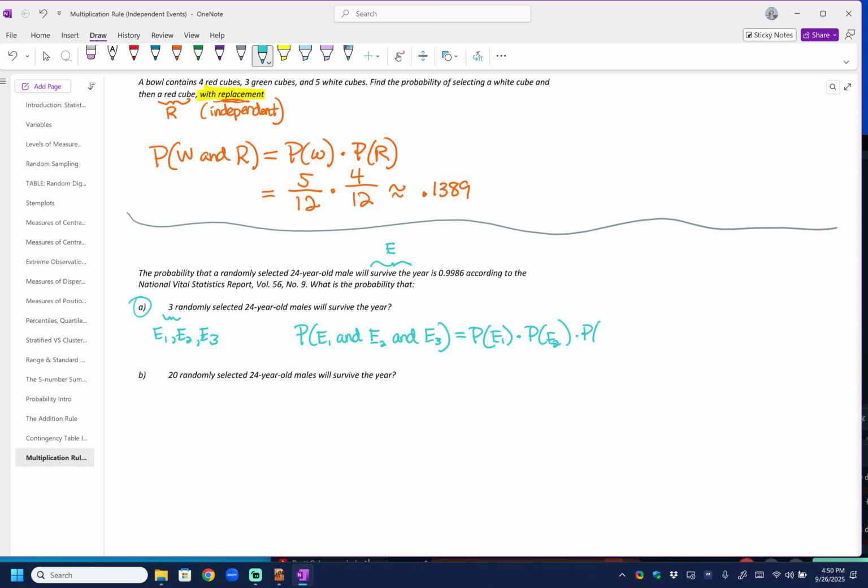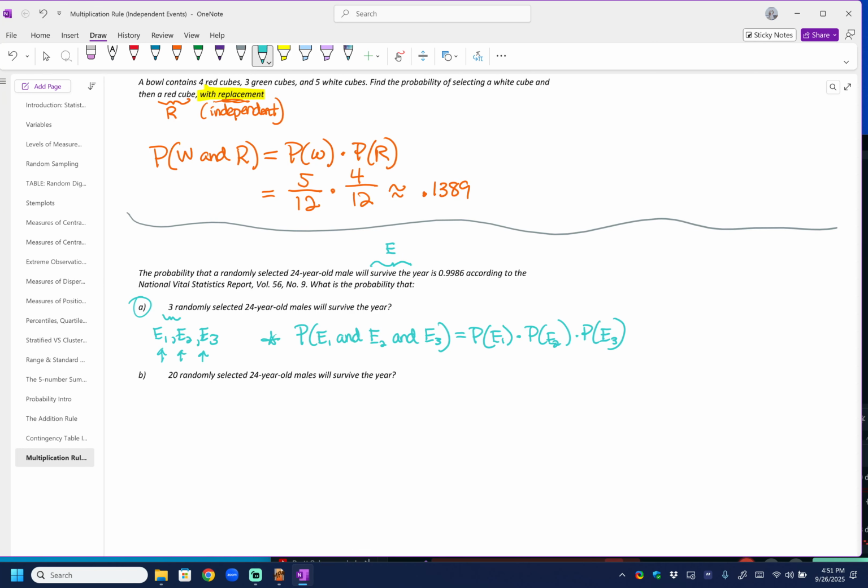Now, a student might ask, well, are they independent events? Because there was no mention of replacement anywhere. Well, there is no replacement in this scenario. Sometimes you have to judge independence based on the actual thing happening. And in this case, is the survival of one person affecting some other randomly chosen male? It really isn't. They don't have probabilistic effect on each other, which means we would say each of these male survivals are independent of one another, which allows us to use this rule.